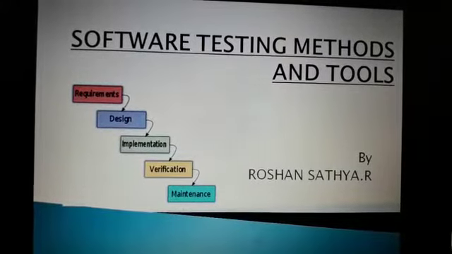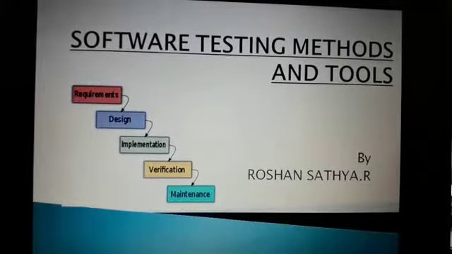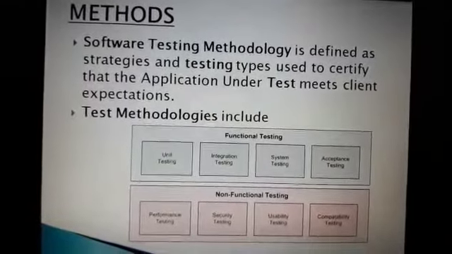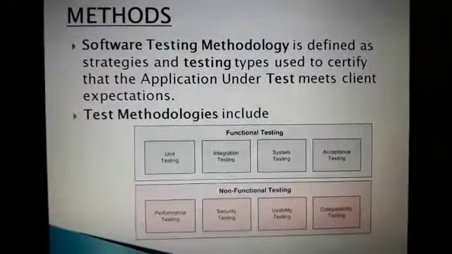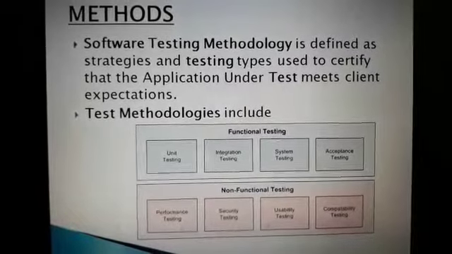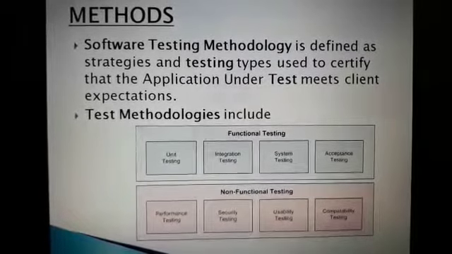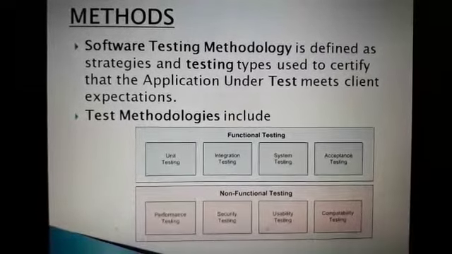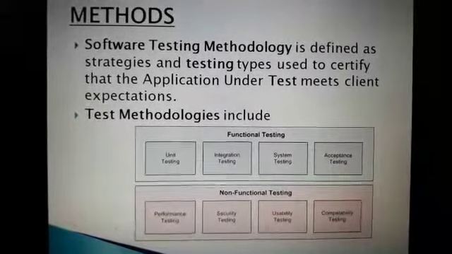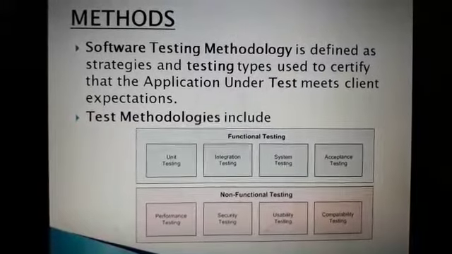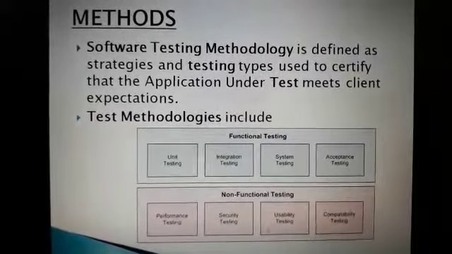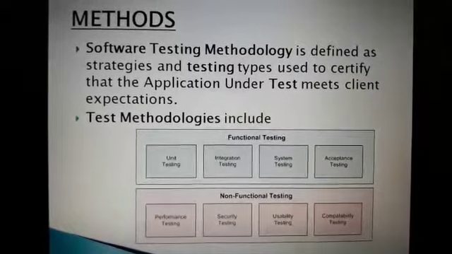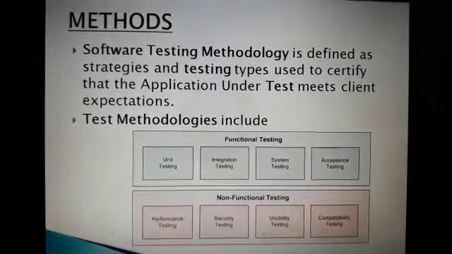Our topic for today is software testing methodology and tools. First, we will look into the methods used in software testing. So, software testing methodology is defined as the strategies and testing types used to certify that the application under test meets the client's expectations. The test methodologies include two types of testing methods. One is functional testing and the other is non-functional testing.